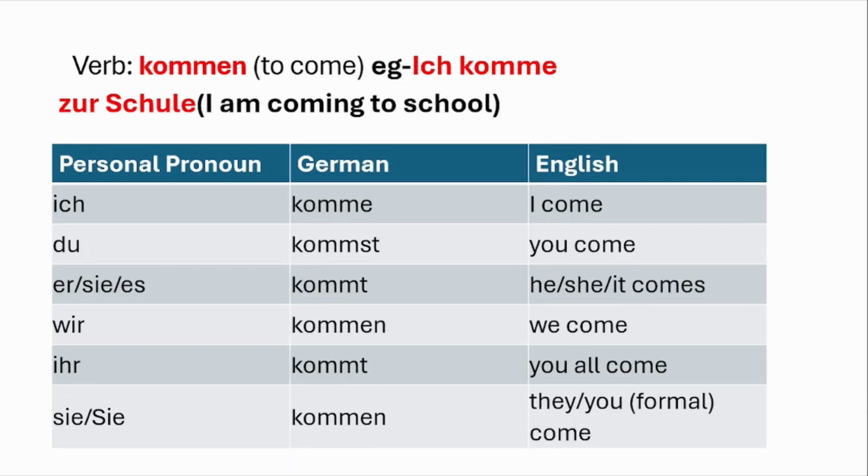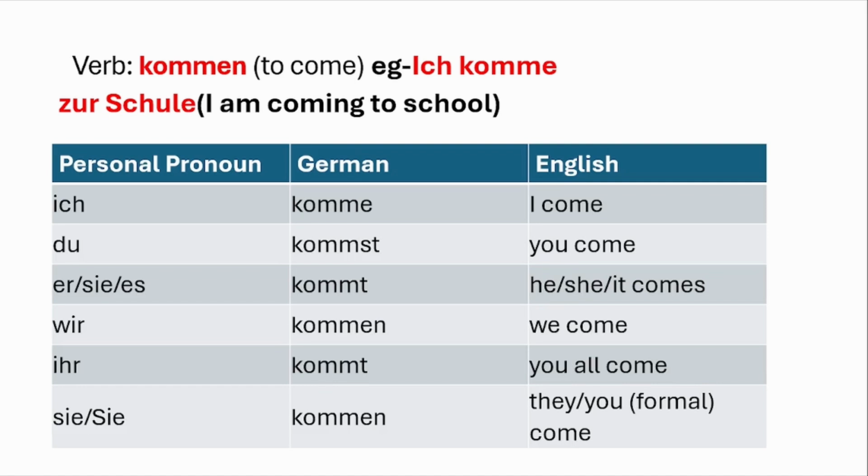Kommen means to come. Ich komme. Du kommst. Er kommt. Wir kommen. Ihr kommt. Sie kommen. So guys, can you make an example to try without seeing the screen? I'll make one for you. Ich komme zur Schule. I'm coming to school.